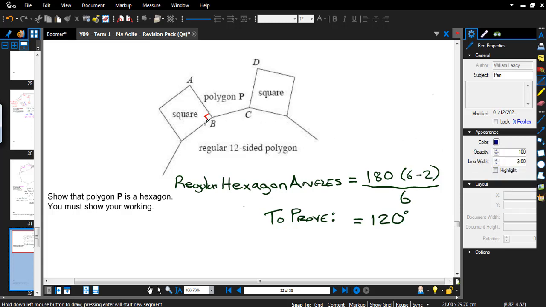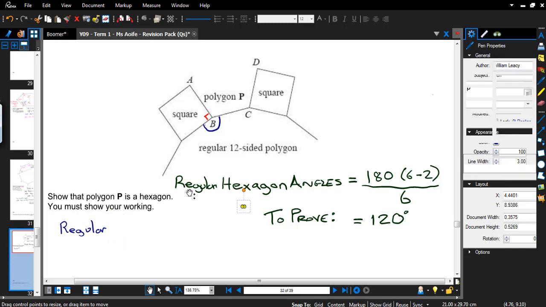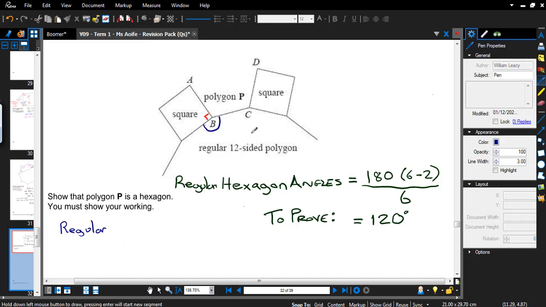This angle here at B. So we can say regular polygon. It's the 12-sided polygon. I'll just say the name. It's called a dodecagon, okay?